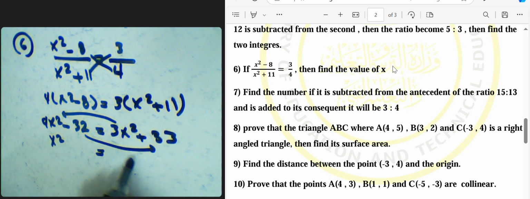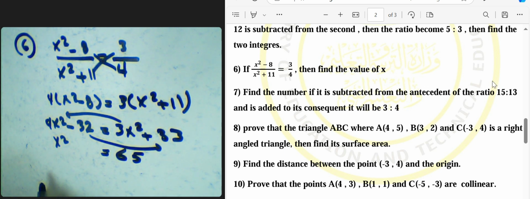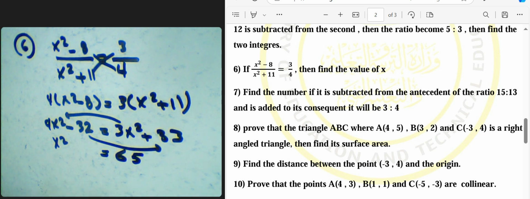And then we can find the value of x here: x equals positive or negative square root of 65.